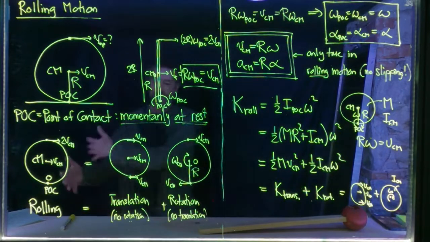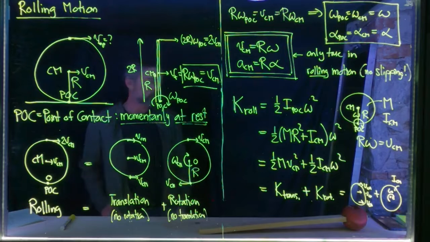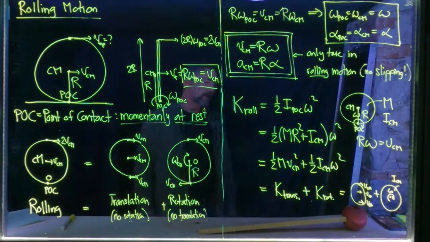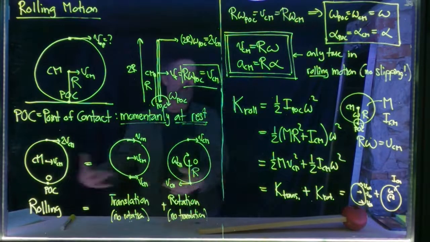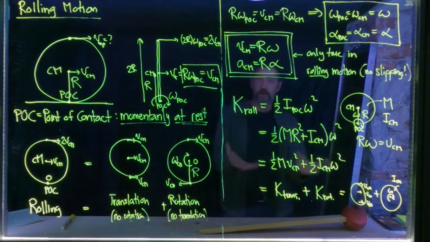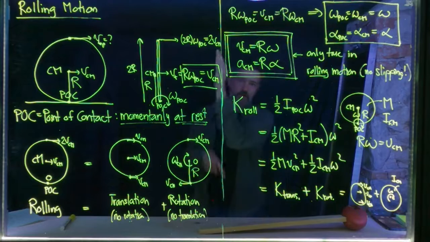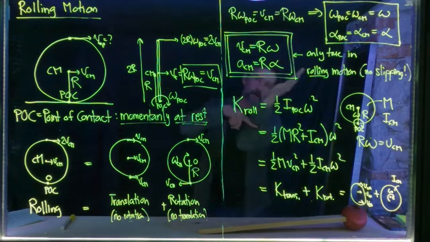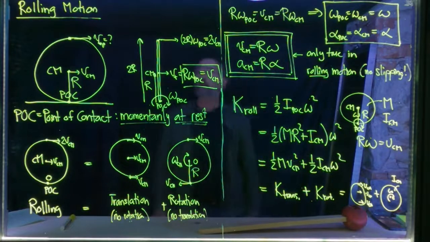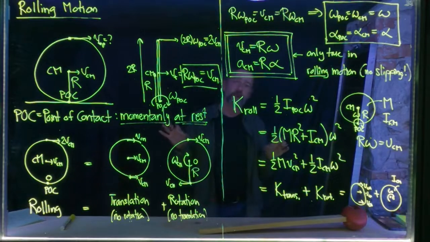And so you get this sort of picture of rolling motion, which is really nice. And then this picture is borne out also in terms of the energy involved. The kinetic energy for rolling is equal to that kinetic energy plus that kinetic energy. So it's really nice. Okay, so now we're going to apply this to a really interesting example.